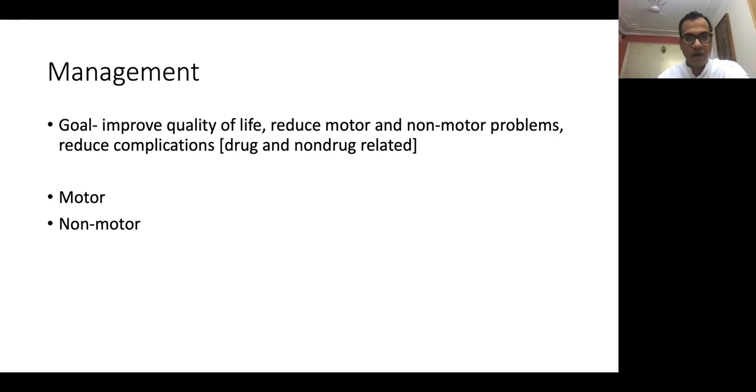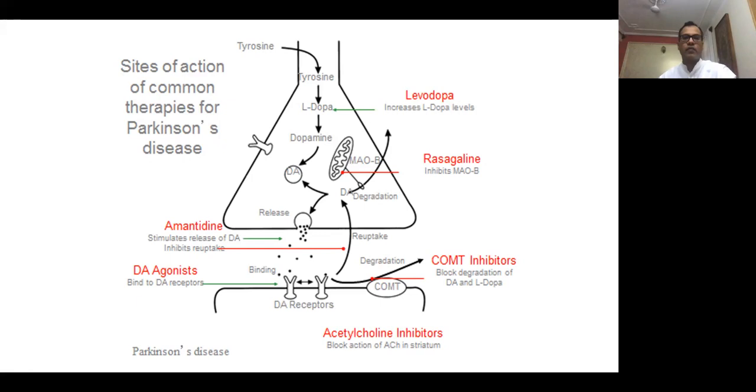So this slide gives us most of the mechanisms of action for drug therapies. The cornerstone of therapy is levodopa. This neuron is basically coming from the substantia nigra and synapsing with the corpus striatum. So the dopamine receptors are here.